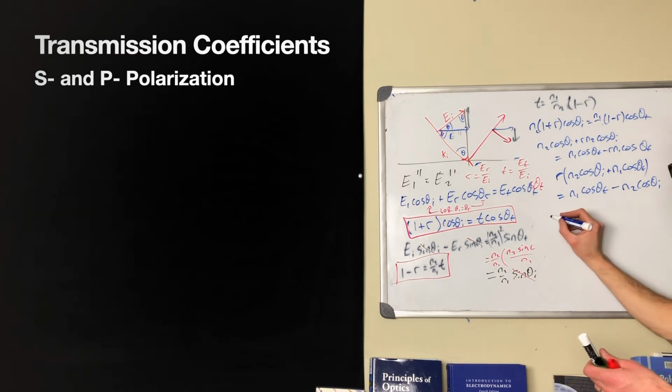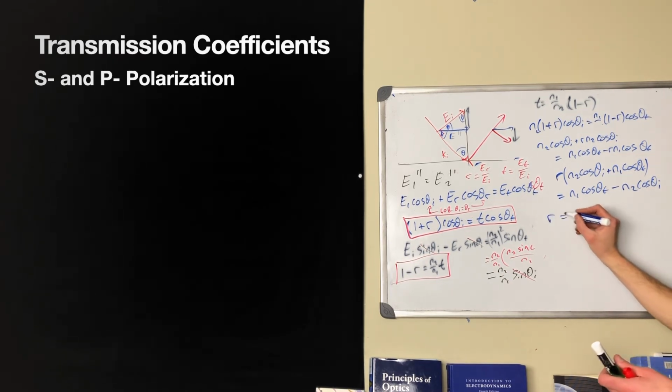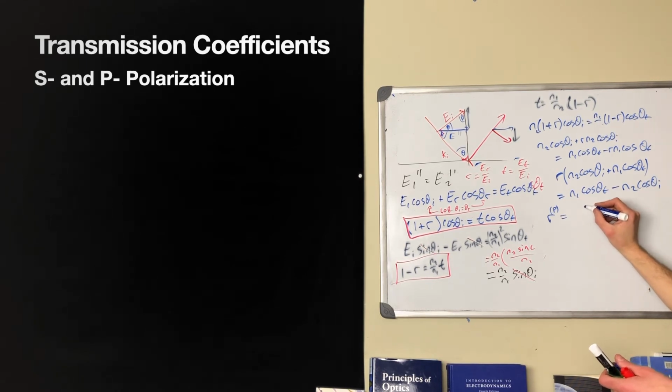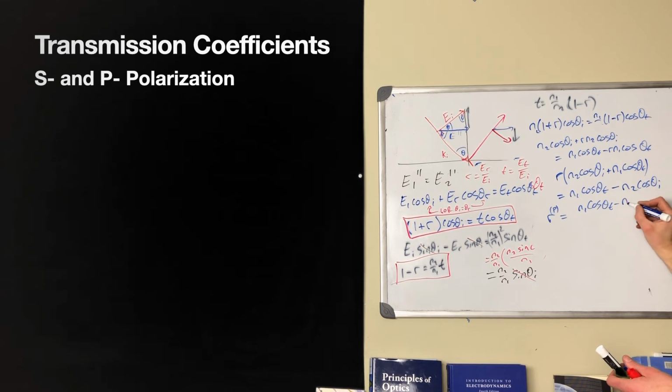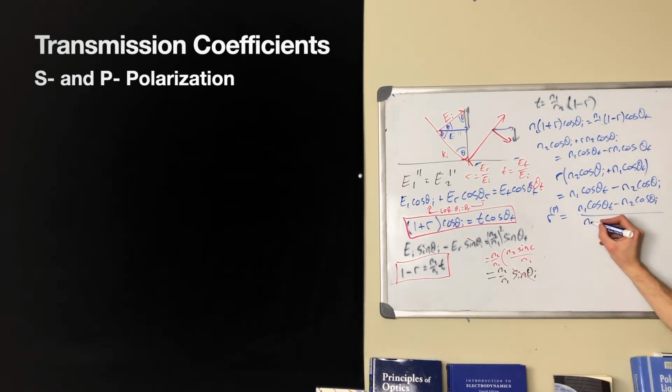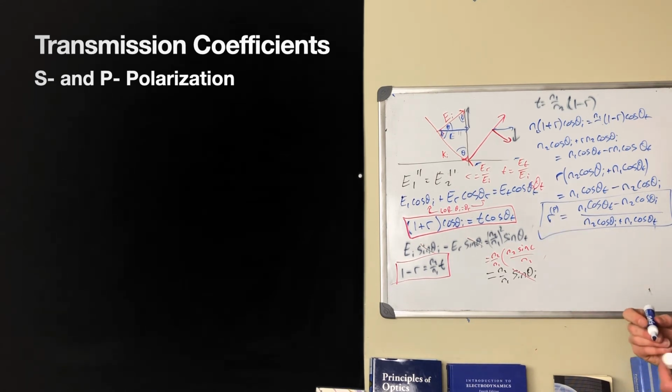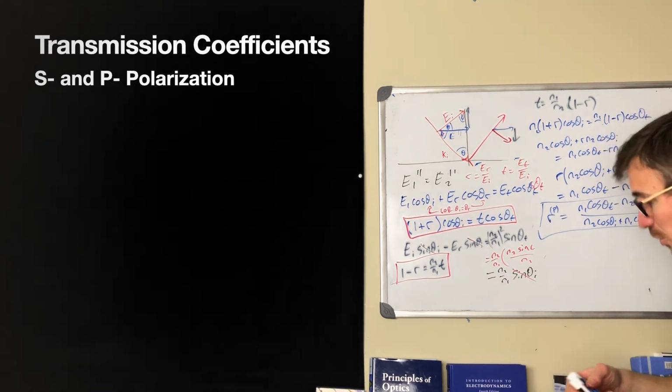Okay, so that tells us that r, our reflection coefficient for P polarized light, is equal to N1 cos theta t minus N2 cos theta I, divided by N2 cos theta I plus N1 cos theta t. Whew. That is our first Fresnel equation. That's a lot of work. It's a lot of work.